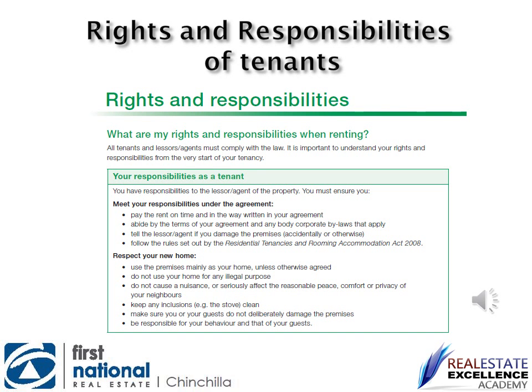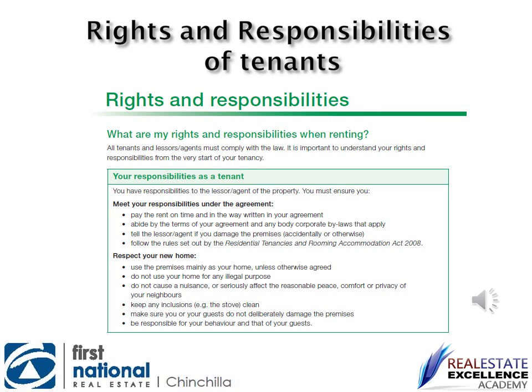The Residential Tenancies and Rooming Accommodation Act of Queensland sets out the rights and responsibilities of both parties to the agreement. The parties, of course, are the lessor client and you as the tenant. We manage the property on behalf of the lessor landlord. What are your rights and responsibilities as a tenant when renting?